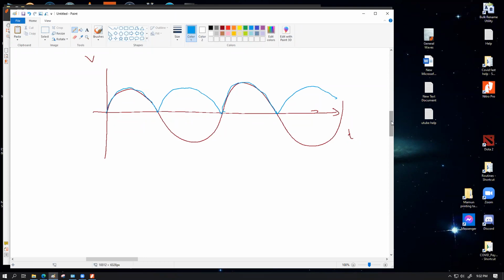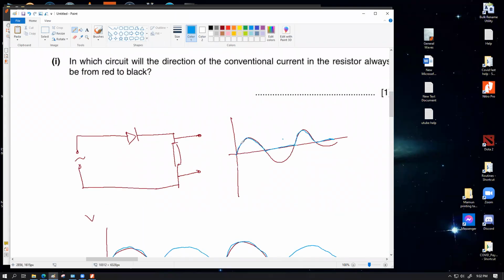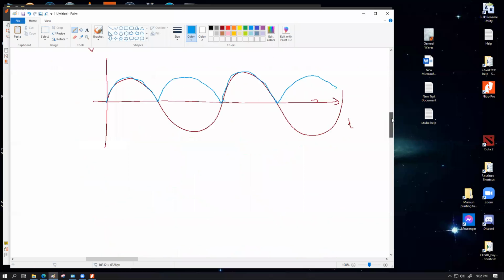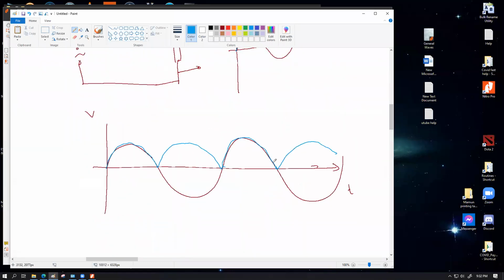Similarly, we can call this blue line also a DC supply. Here the current flow is happening in one direction. In this part, current flow is not happening, but once again, when the current flow is happening, it is still flowing in the same direction. In some places the current flow is not happening, but current is never flowing in the opposite direction, which means this blue line is a DC, this brown line is an AC. Similarly, over here, this blue line is a DC, the brown line is an AC.